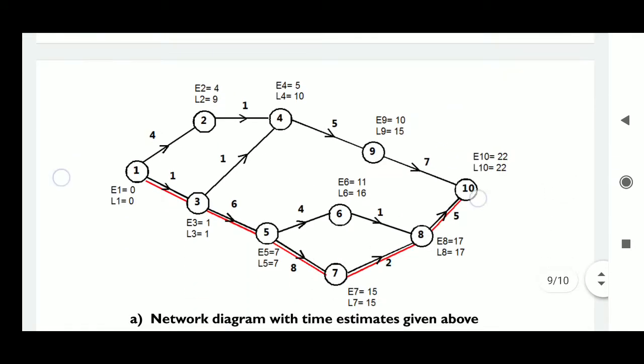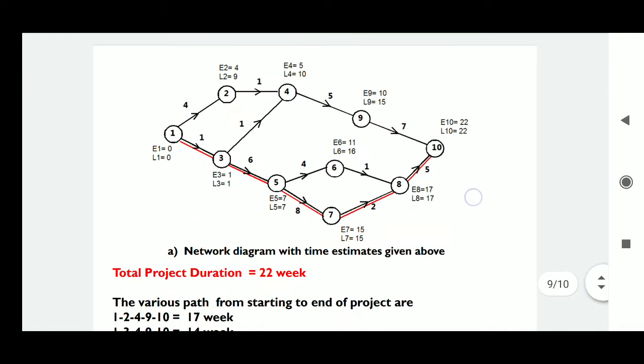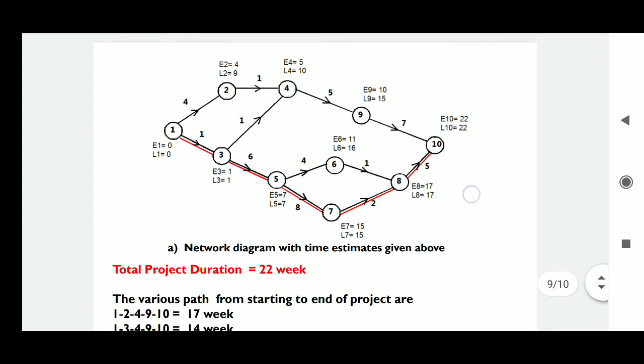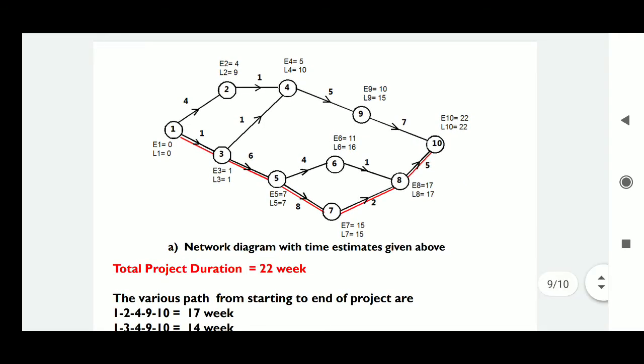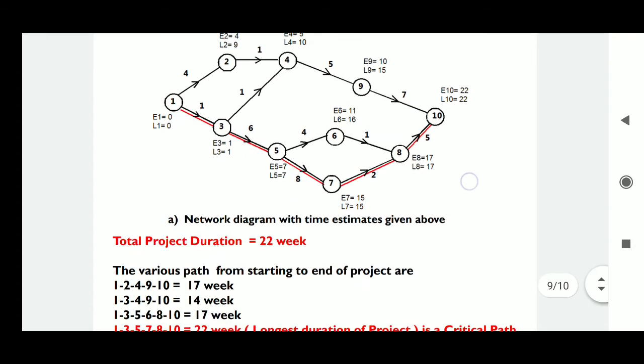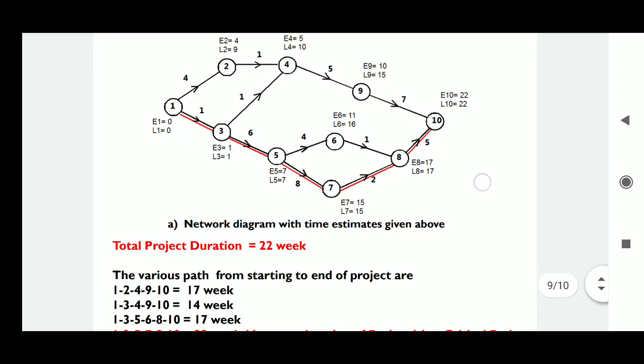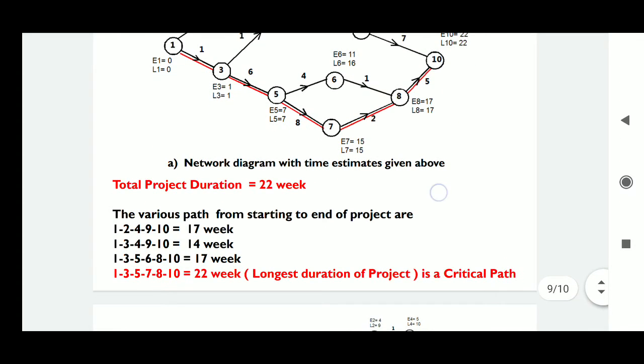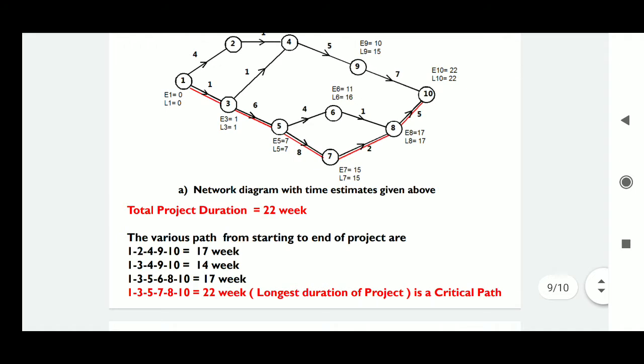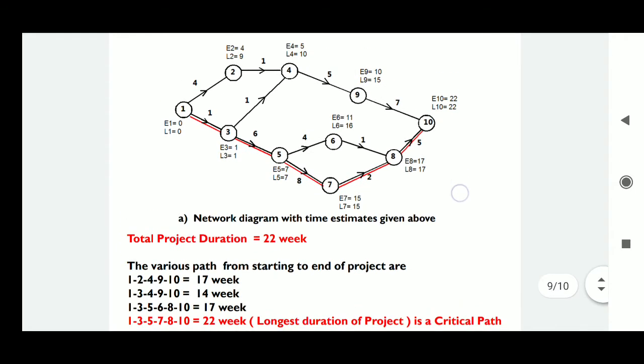Thus, as the question asked, draw the network diagram and find the project duration. From the diagram, the project duration is 22 weeks and the various paths are indicated here. That is, the various paths of the diagram are 1-2-4-9-10, then 1-3-4-9-10, then 1-3-5-6-8-10, then 1-3-5-7-8-10.